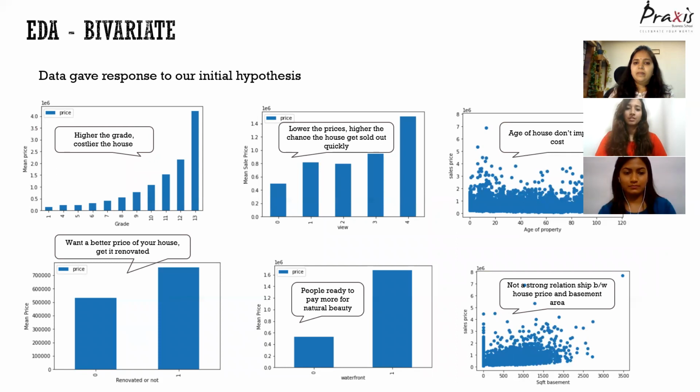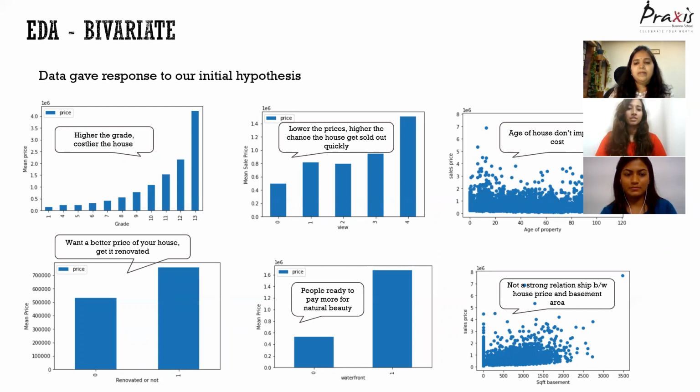Third, in the next figure, we are trying to compare the age of the house, that is, how old the house is, with the price. And here, as you can see, we can't find any strong inference to interpret anything. Now, if you go to the bottom right chart, we are comparing square feet basement with price, and we found out that again, we can't find any interpretation for our hypothesis.